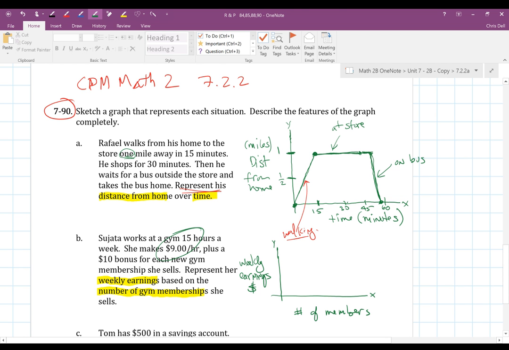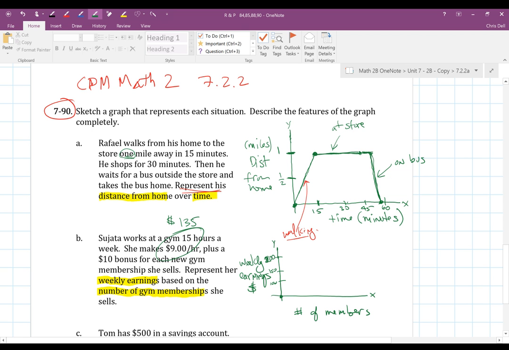So let's start there. So we know if she has 0 memberships, right? That's where I'm going to start my graph. If she has 0 memberships and she's working for 15 hours, that's going to be 100 and let's see, 45. So 135. So together, that's $135. So at 0 memberships, let's just make this 100, make that 150, make that 200.